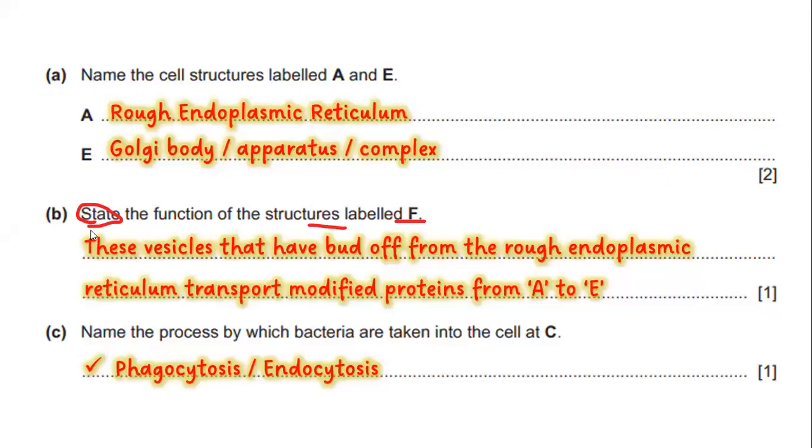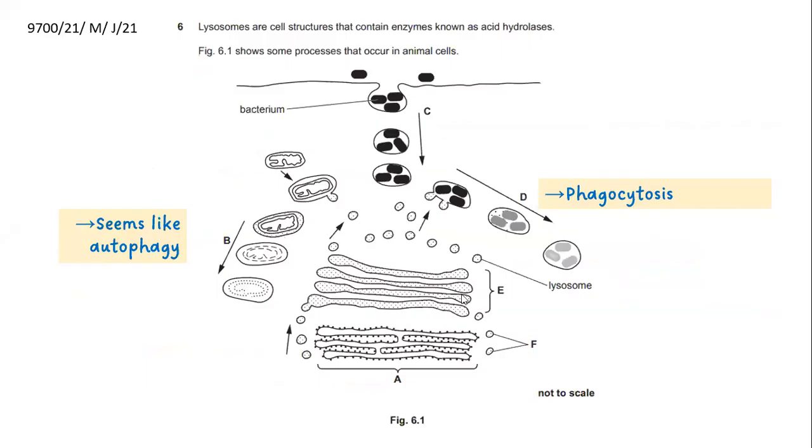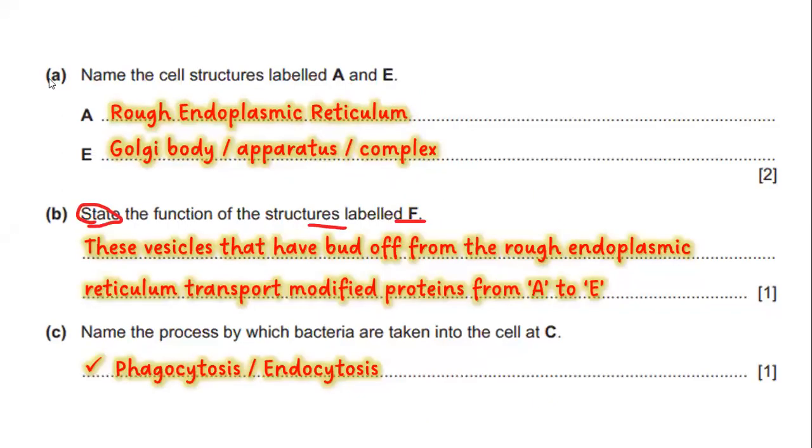So here there was a question. Let us see what the questions were. Name the cell structures labeled A and E. So let us go and take a look. What is A? A is our rough endoplasmic reticulum. E is our Golgi body. So here you go: rough endoplasmic reticulum and Golgi body or apparatus or complex, whatever you want to call it.